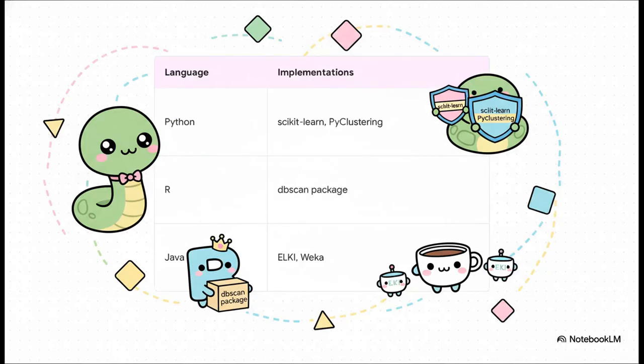And you know the best part? It's not some obscure, hard-to-find tool. It is readily available. If you're a coder, you can find battle-tested versions in all the major libraries. For you Python folks, it's right there in scikit-learn and PyClustering. R programmers, you can find it in the dbscan package. And for Java developers, it's in popular frameworks like ELKI and Weka.